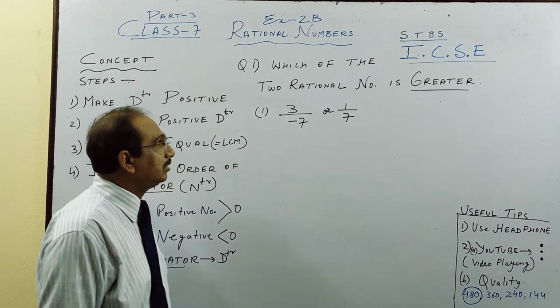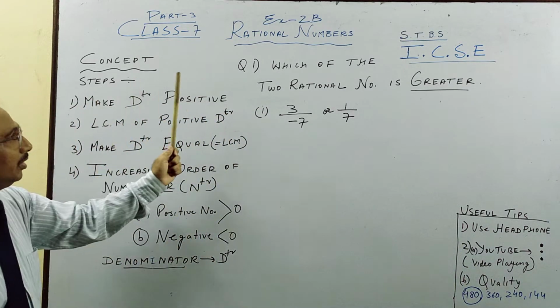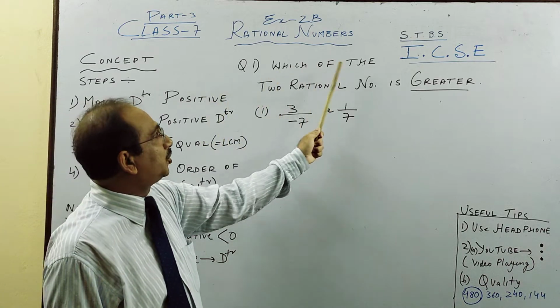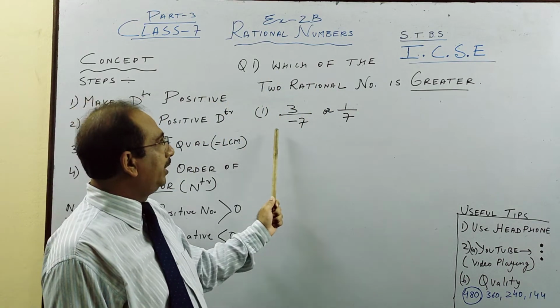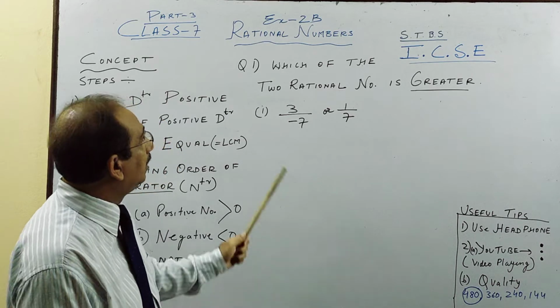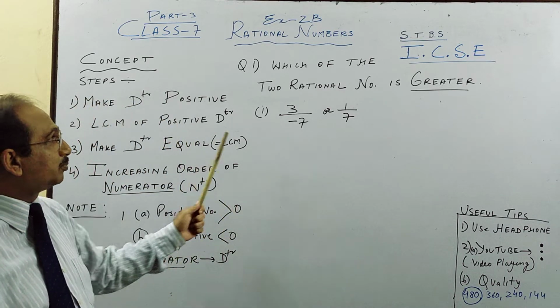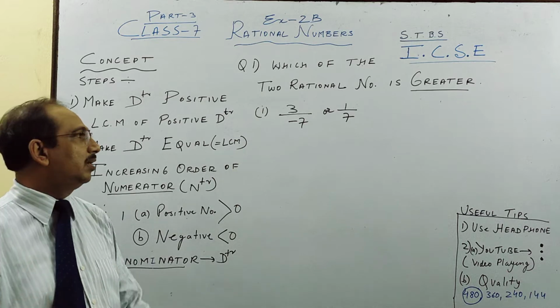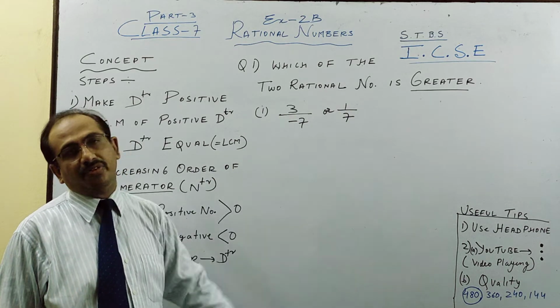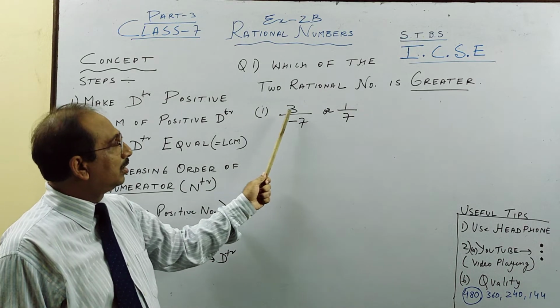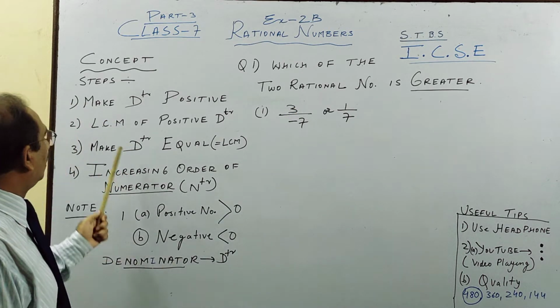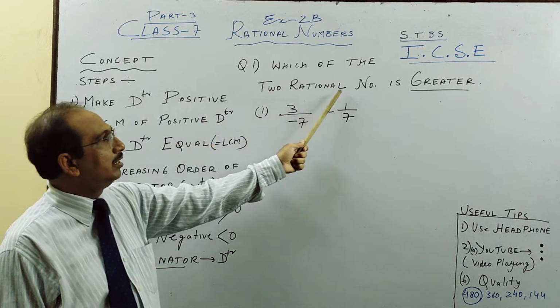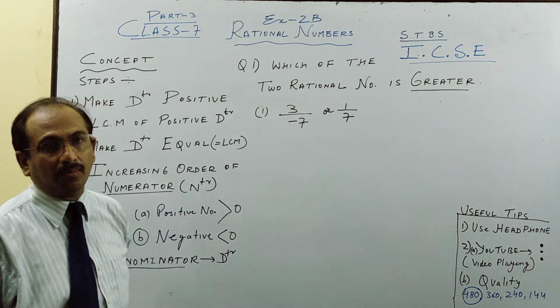So here we start our topic for the day. Which of the 2 rational numbers is greater? There will be 2 rational numbers given. In part 1 of my video I explained what a rational number is. A rational number is a fraction whose numerator and denominator are integers. So how do we know which rational number is greater?